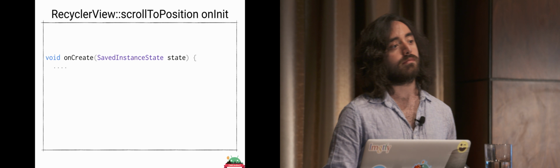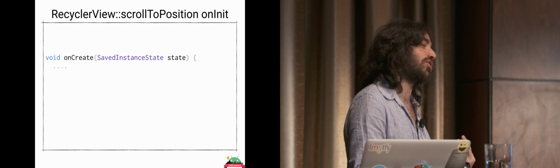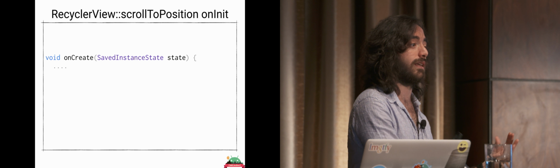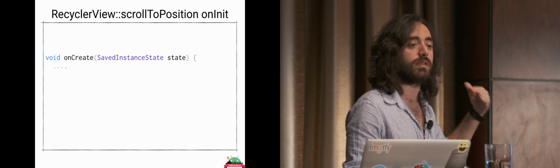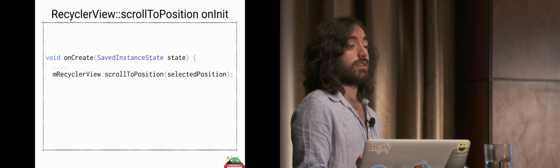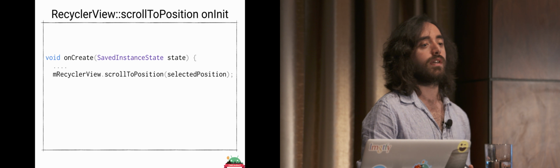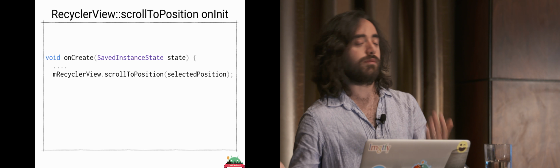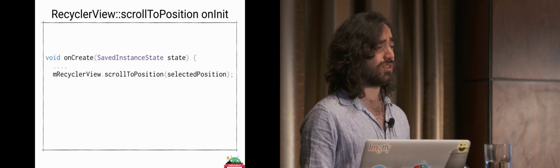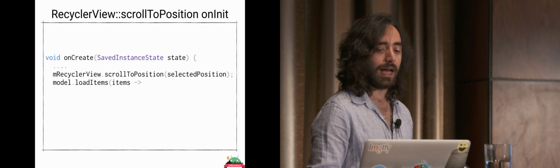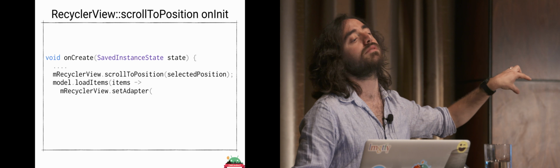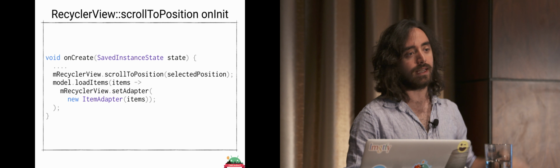For example, the other use case: when you create an activity, you usually don't have the list. The list comes from the database or the network, which is asynchronous, so you cannot set it up like that. But you know the selected position, because you open the activity with some reason, or it comes from saved state. So you can call scrollToPosition instantly, and then you load items. Assume this is an asynchronous call. When the items are loaded, you set the adapter.